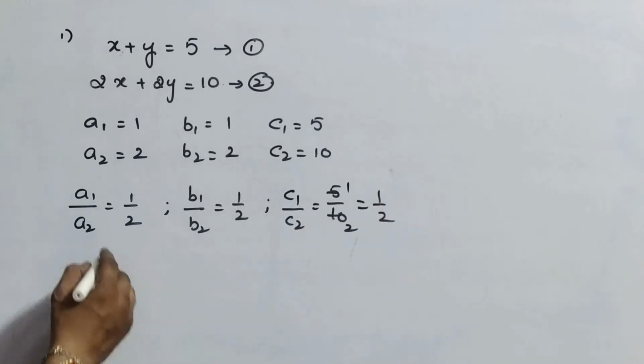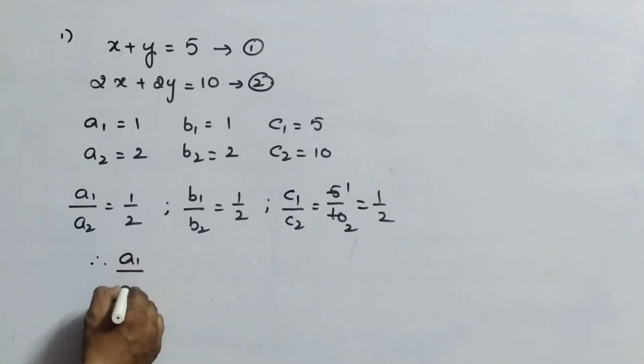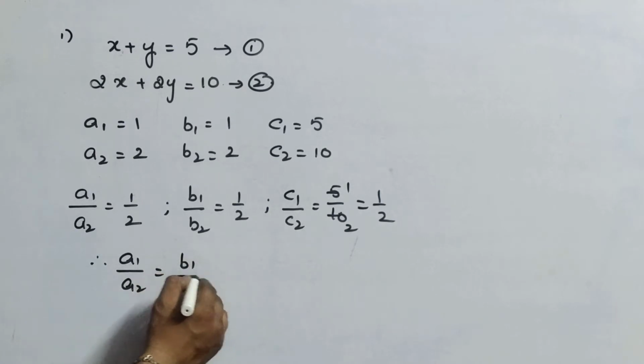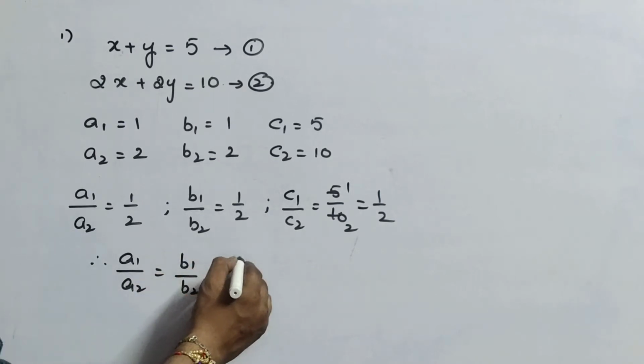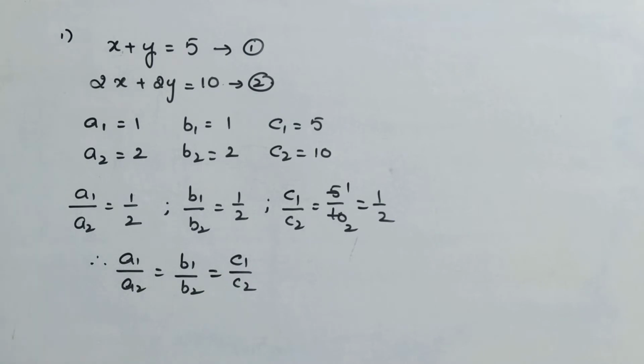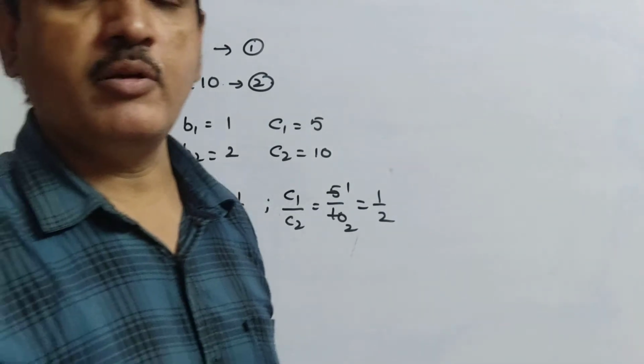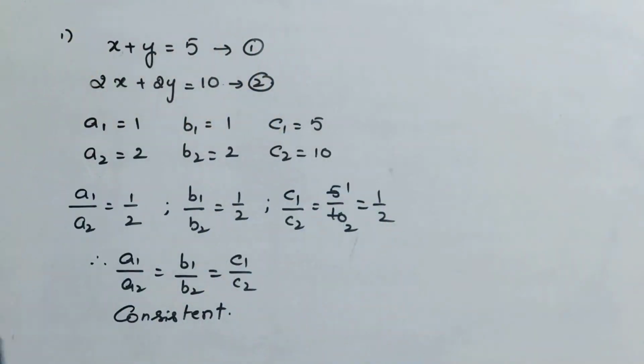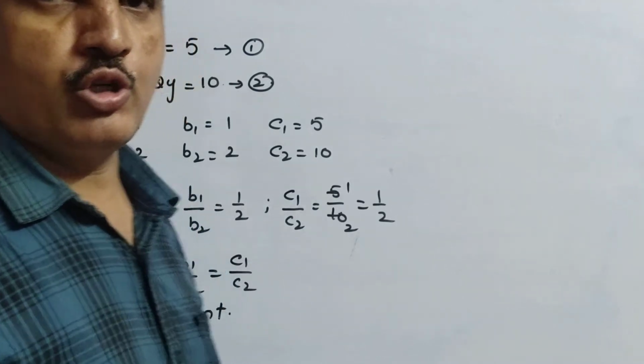Children, if you clearly observe here, a1 by a2 equals b1 by b2 equals c1 by c2, that means what? All three are equal, that means consistent. All three are equal, consistent. And you know children, if all three are equal, consistent, and you know that the graph will coincide. Why I told the graph also, because if they are consistent only it is asking to draw the graph, and you all know how to draw the graph.